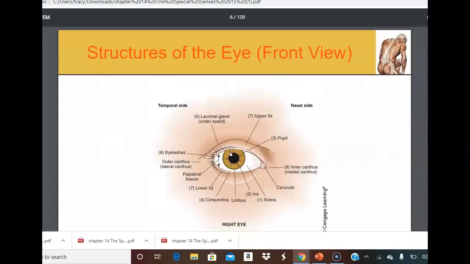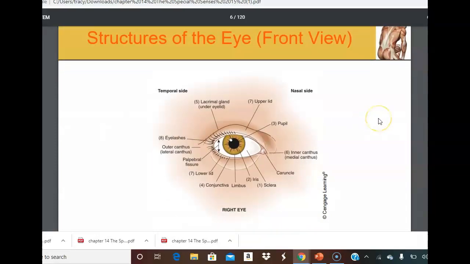So this is our anterior view of our eye. They're using the nasal side, so this would be our right eye, because this is the nasal side, and this is the temporal side, or near the ear. Okay. So here we have our upper eyelid. The sac is actually here.